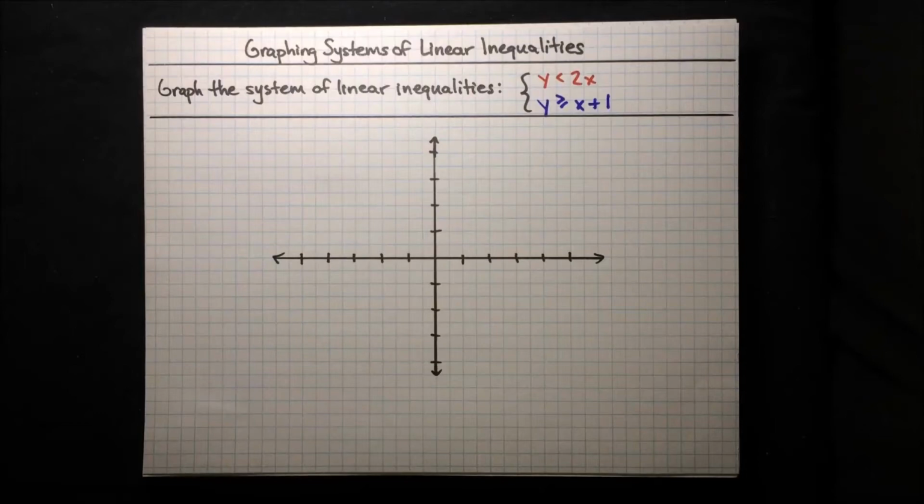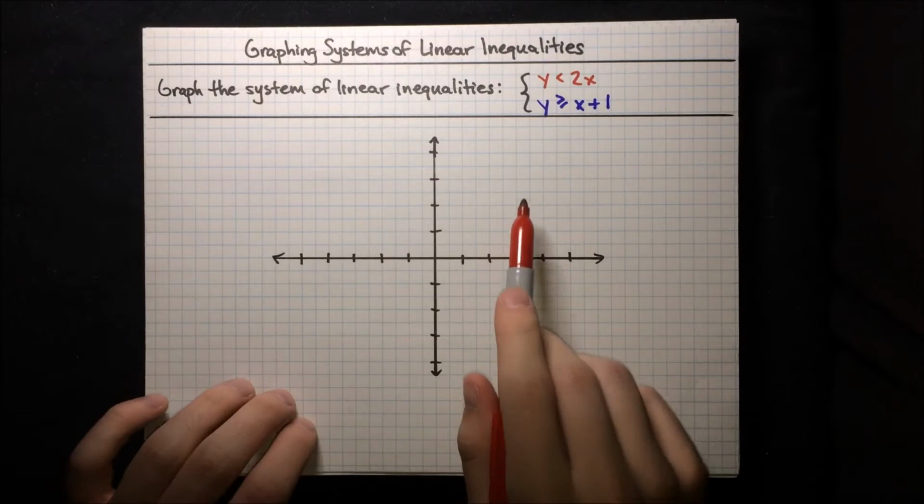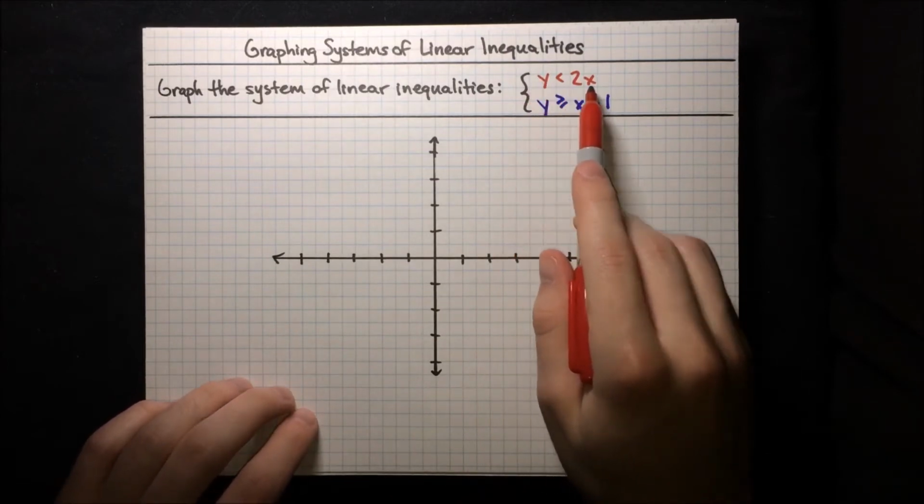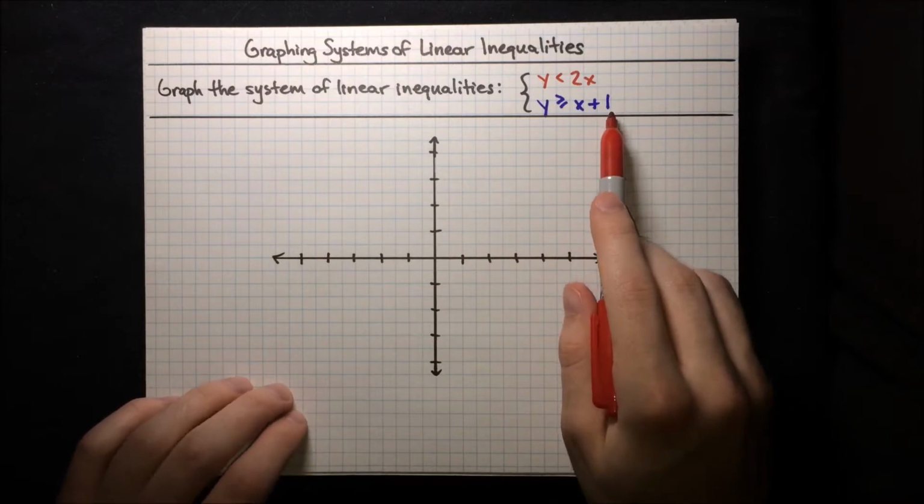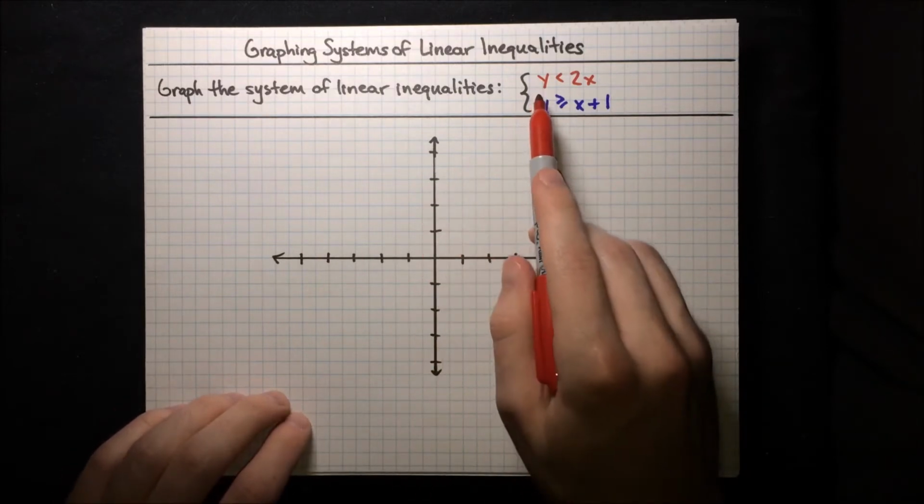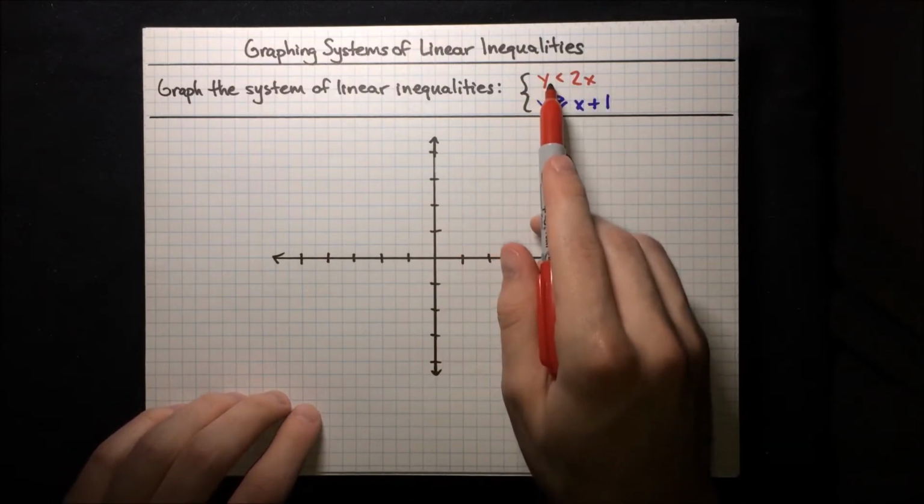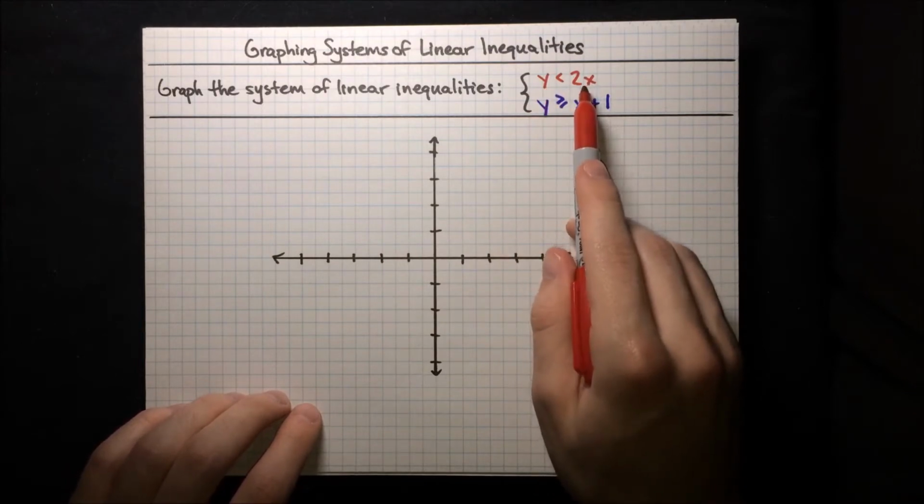In this video, I'm going to show you how to graph systems of linear inequalities. We're going to start off with this system here: y is less than 2x and y is greater than or equal to x plus 1. The way we're going to start is to focus on this first inequality, y is less than 2x. Let's go ahead and graph that first.